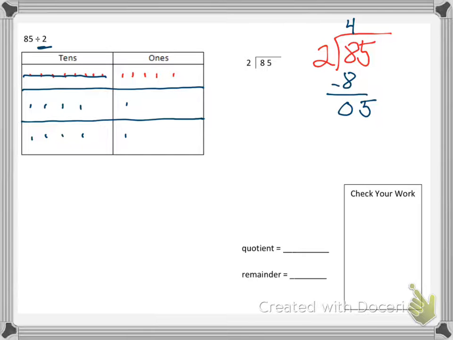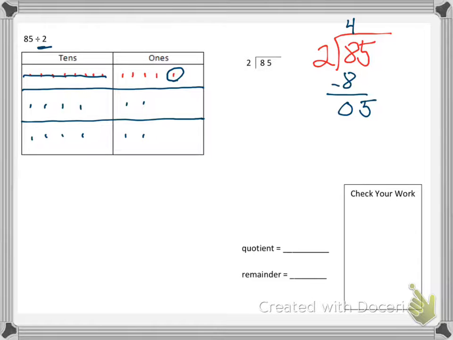So 1, 2, 3, 4. And we have 1 left over that's not going to fit equally in our groups. So that means we used up all of our ones. So what we have here is 2 groups. So 2 groups split up equally into 5 here.